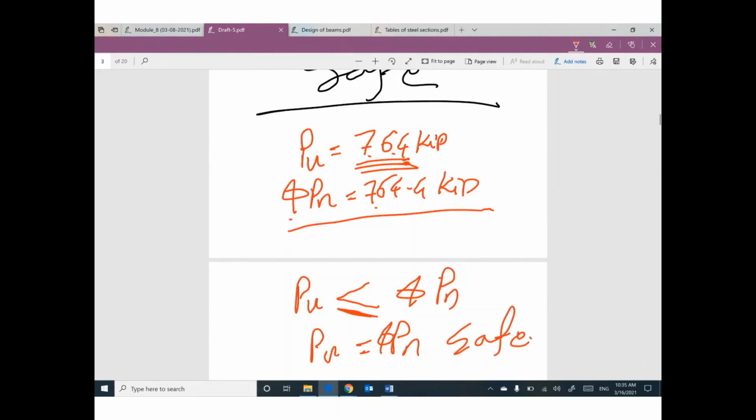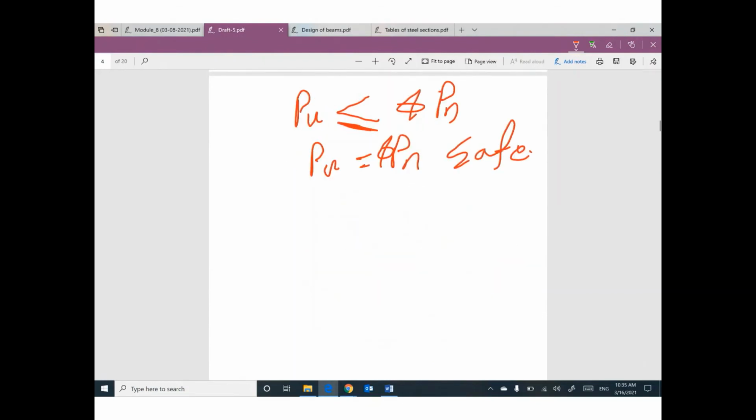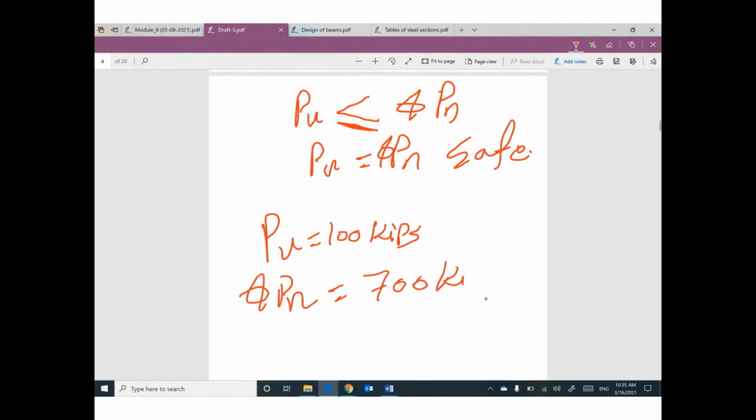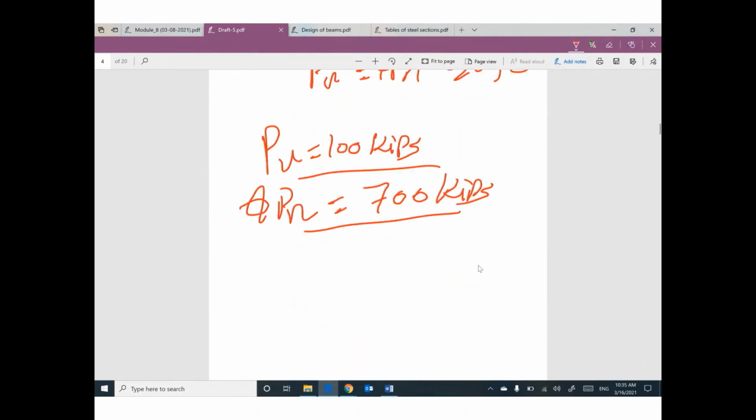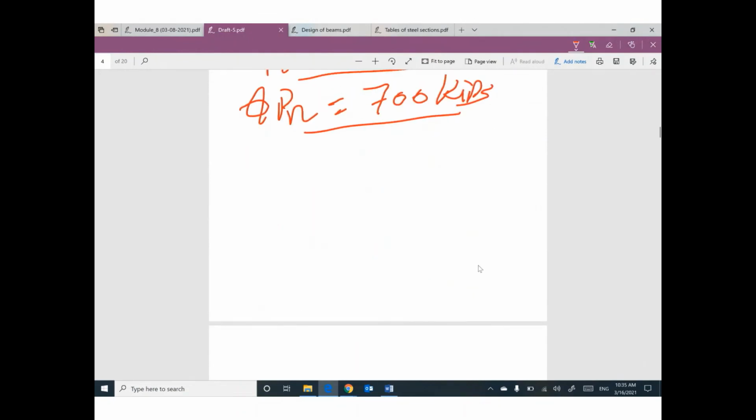But it doesn't make any sense that P ultimate equals 100 kip and phi PN equals 700 kip. No, no. That means you are much more safe, and that means your choice is not economic. You are wasting money.